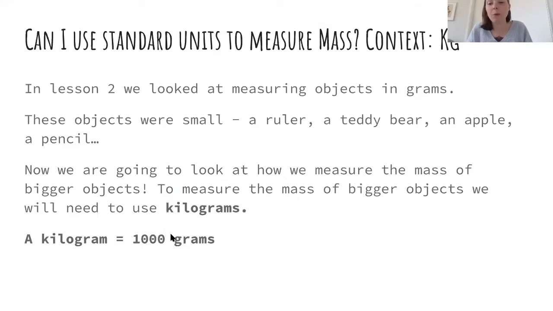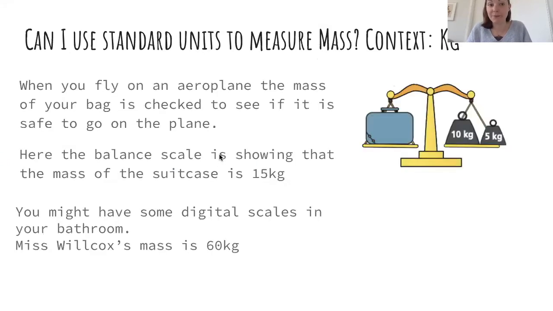So last week when we were looking at measuring, we were looking at meters and centimeters, and there was 100 centimeters in a meter. But today we're looking at mass in kilograms and grams, and there's 1,000 grams in a kilogram. So it's quite a lot different there.